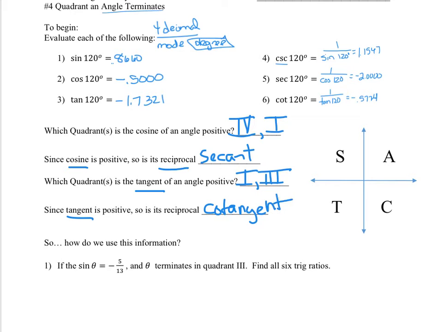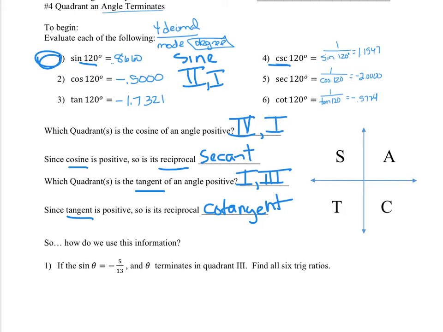Now we sort of did sine up here. Sine of 120: sine is positive in quadrants 2 and 1. And also, since sine is positive in quadrants 2 and 1, so is the cosecant. So we have this mnemonic device or whatever to remember what quadrants each one of those is positive in.